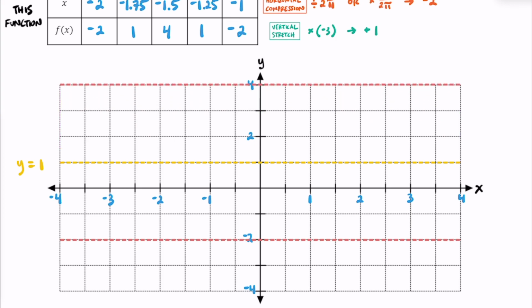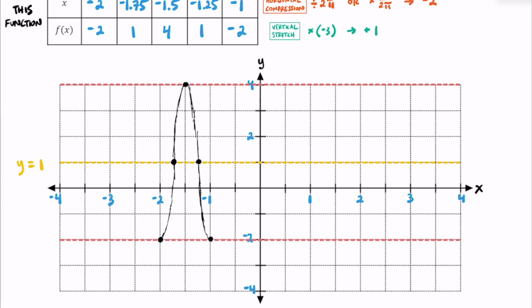So this basically just helps us hone in on where our function is going to be, but basically we have our -2, -2 here, -1.75, 1, that's going to be at our midline, which is going to be right here. Then we have -1.5, 4, that's up at our maximum. And then we have -1.25, 1, back to our midline. And then we have our final point here of -1, -2, which is back down to our minimum. So drawing a smooth curve through these points, it's going to look something like this.